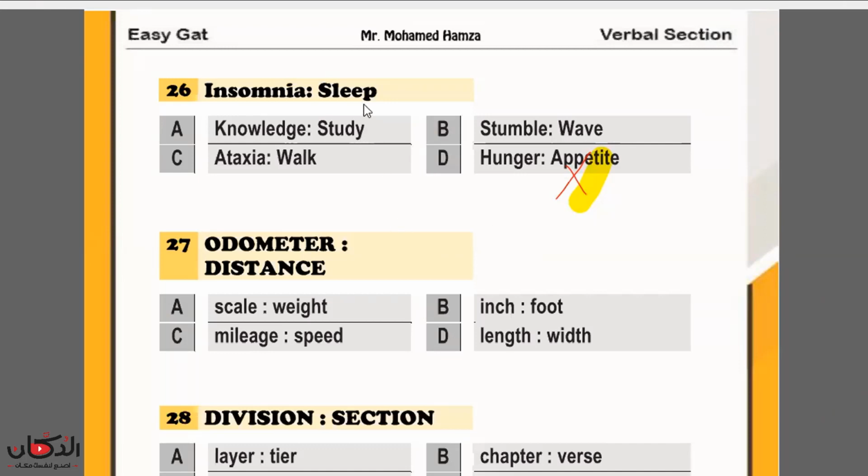Someone who can't sleep. That's the verb. What's the problem? He has the lack of sleep. Yeah. So someone who can't walk. That's the answer. So it's okay. This word means that you have like brain damage. So you cannot walk so well.